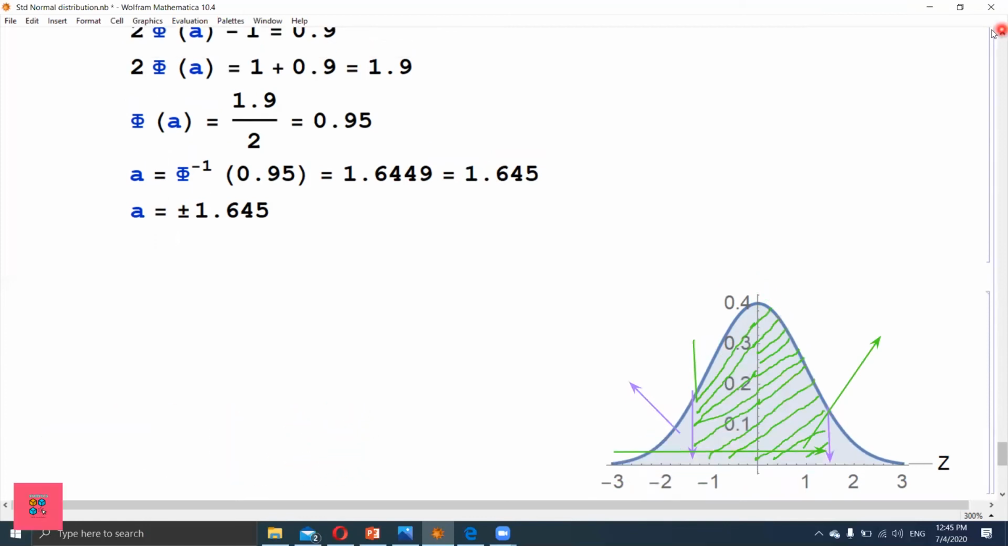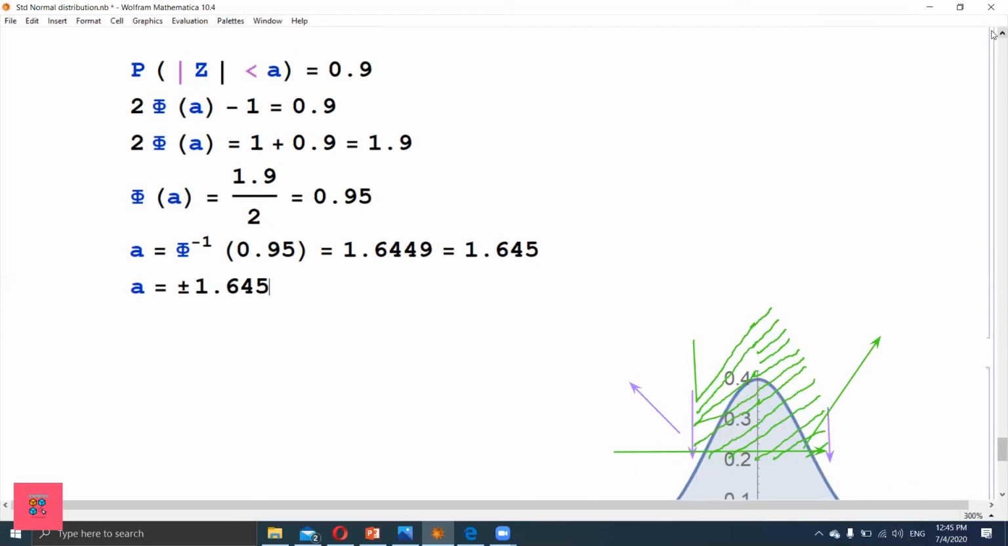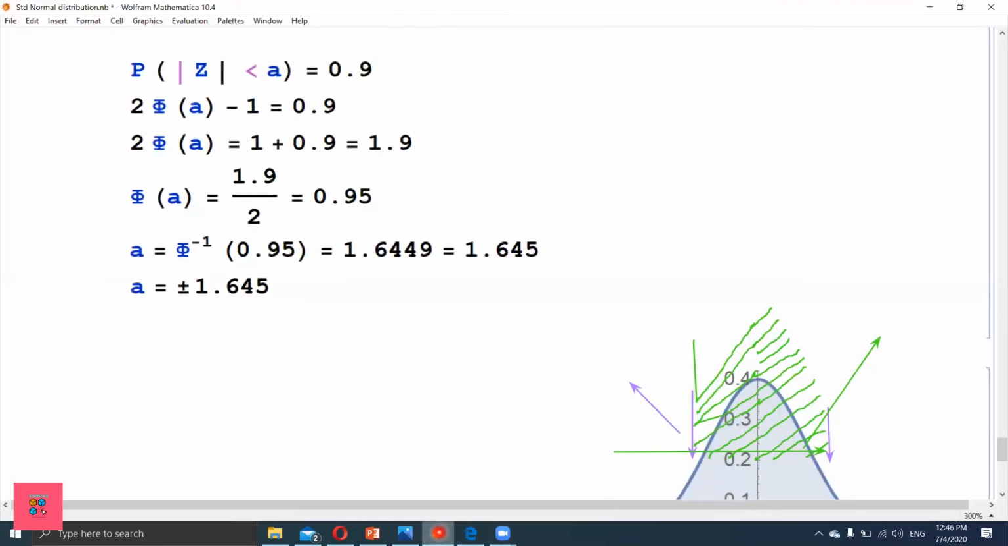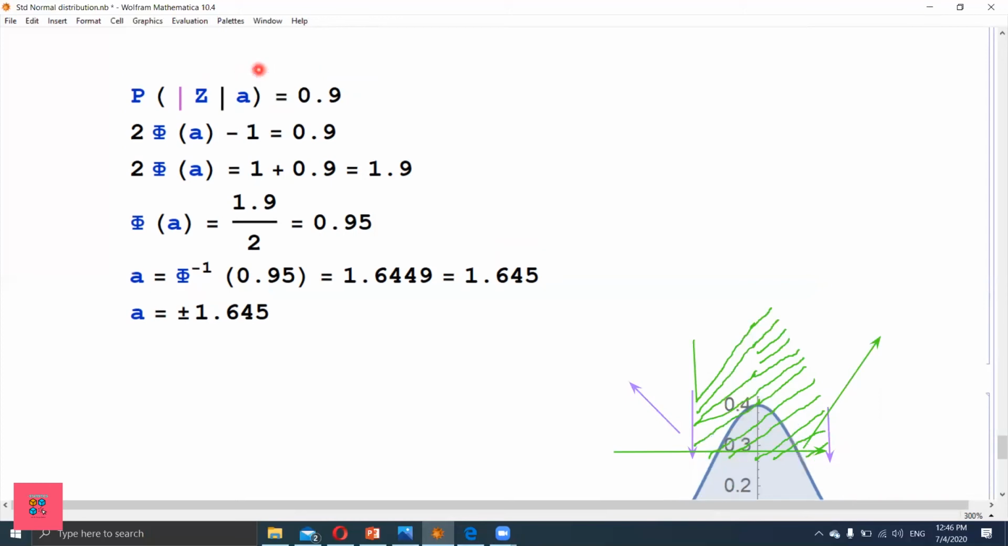Now come to the last part of question 5a, which is the probability of modulus z greater than a is 0.097. So we will consider it and change it in the same question. The probability of modulus z greater than a is equal to 0.097. Okay, now we will make the figure for this probability. First erase it.